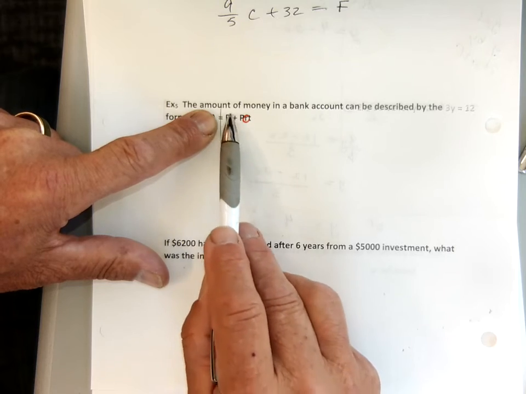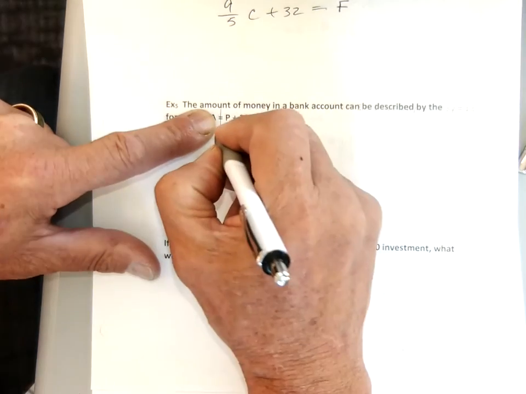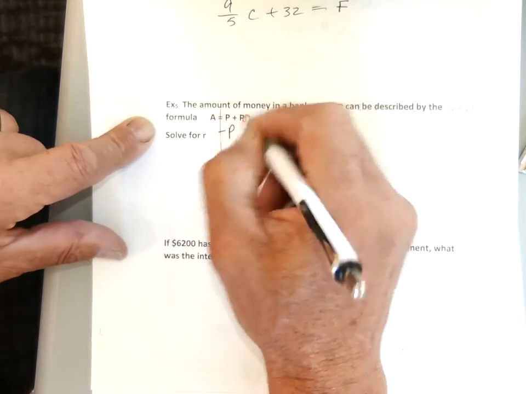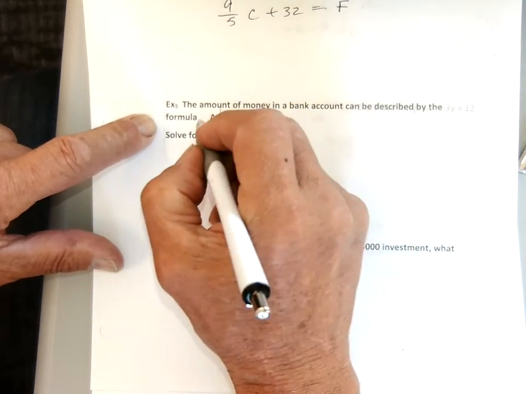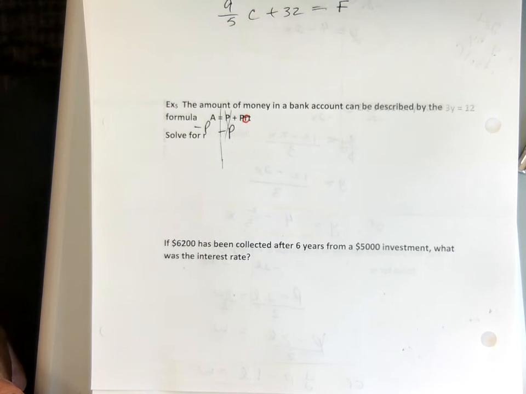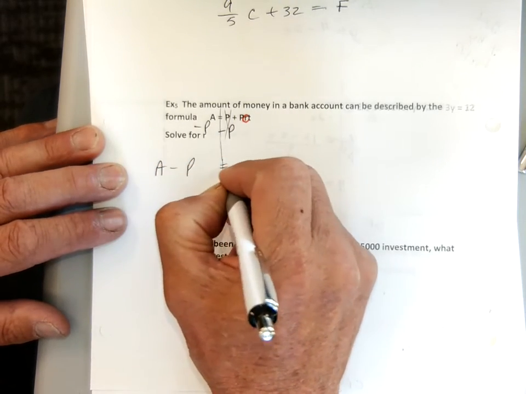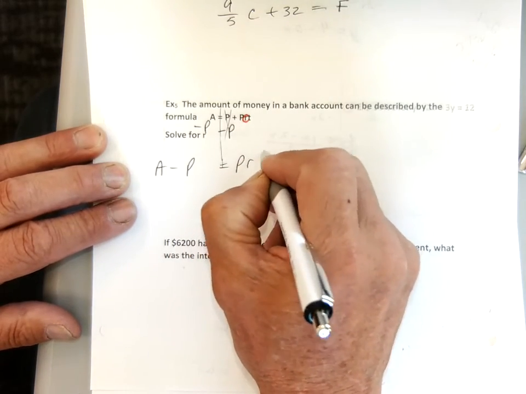So let's get rid of this P first, the one that's all by itself. I'm going to go minus P, because I can get rid of it, right? And on the other side, minus P. Well, A minus P, apples and pineapples, they're different. A minus P is just A minus P. So A minus P equals PRT.